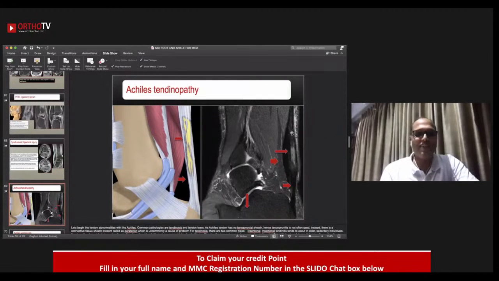And I tried my level best to, in a nutshell, give a little bit of insight as a radiologist into the role of MRI in ankle and foot. Thank you very much. Thanks, Bhavan.